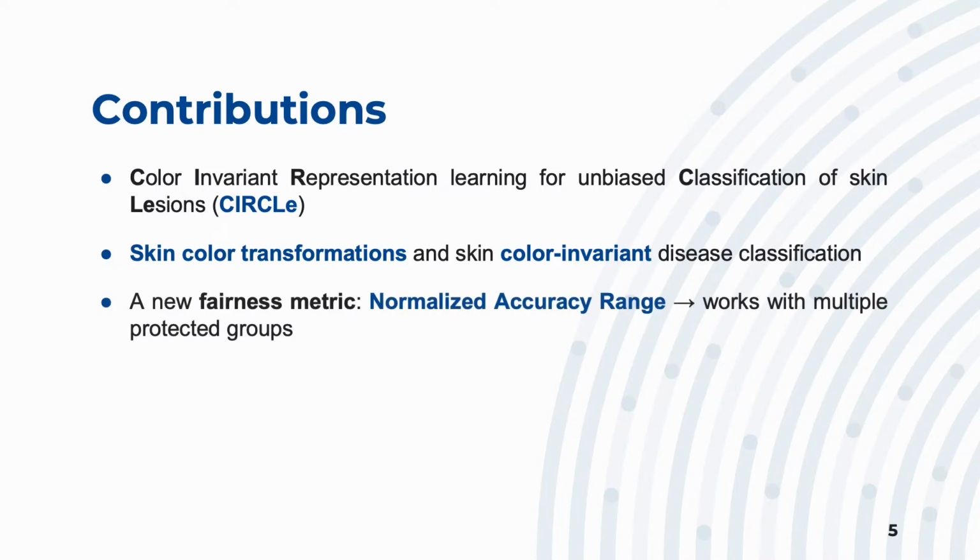We also propose a new fairness metric called normalized accuracy range that, unlike several existing fairness metrics, works with multiple protected groups, which are, in this case, 6 different Fitzpatrick skin types for our problem. We provide a comprehensive evaluation of our proposed method on different CNN architectures, along with ablation studies to demonstrate its effectiveness.